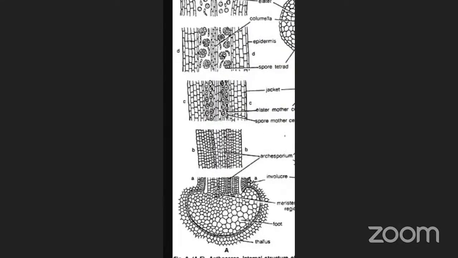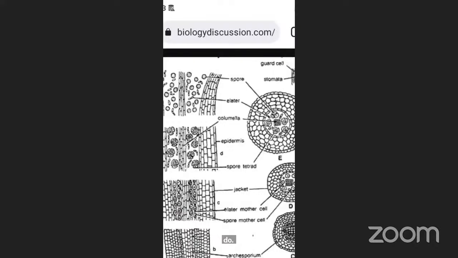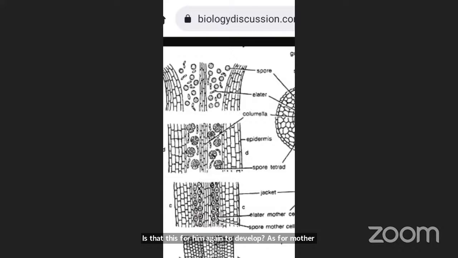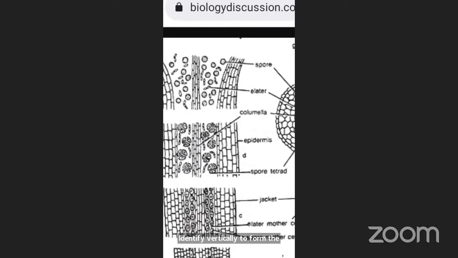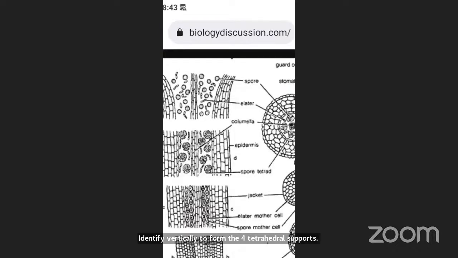This archesporium develops as spore mother cells, then the spore mother cells divide meiotically to form the four tetrad spores. This is the transverse section, this is the vertical section.